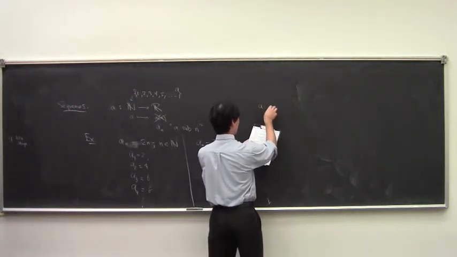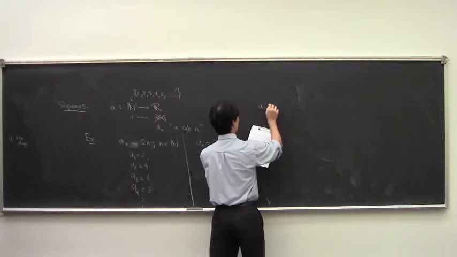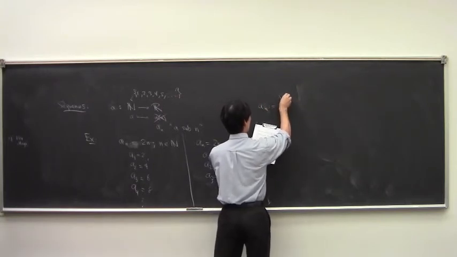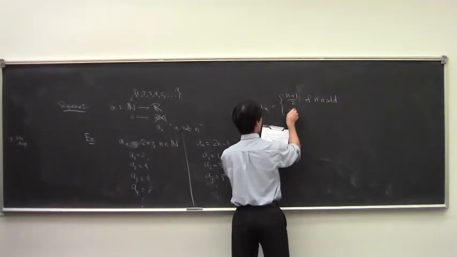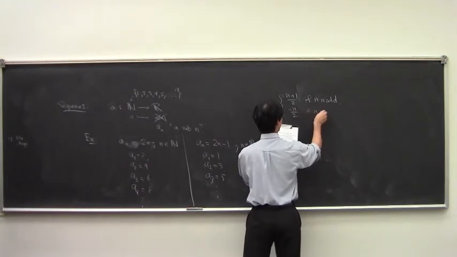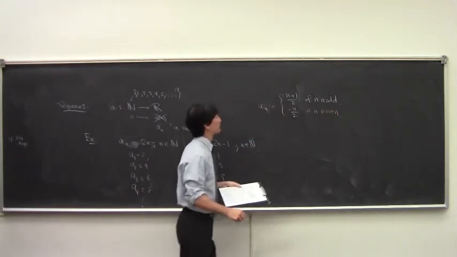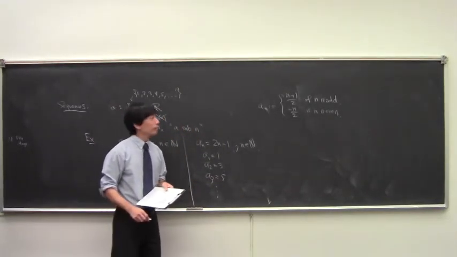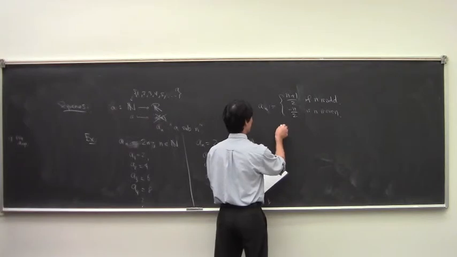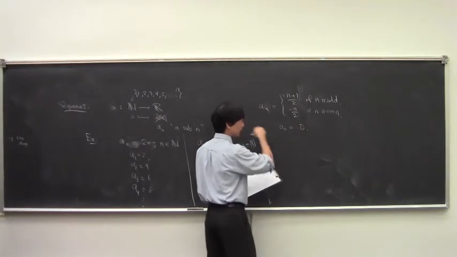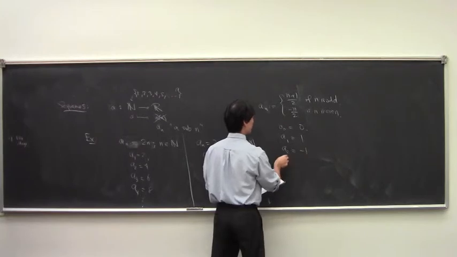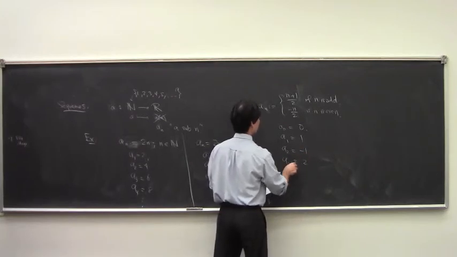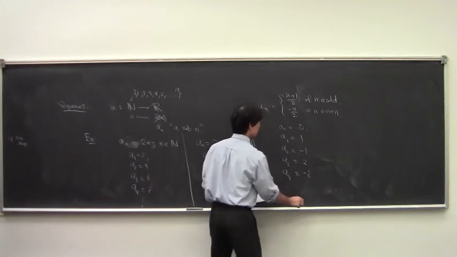You could have something like this. a sub n is going to be (n plus 1) over 2 if n is odd. So we could make a piecewise definition: negative n over 2 if n is even. For example, I'm going to start with 0, just for convenience. A of 0 is 0, a1 will give me 1, a2 is going to give me negative 1, a3 is going to give me 2, a4 is going to give me negative 2, etc.